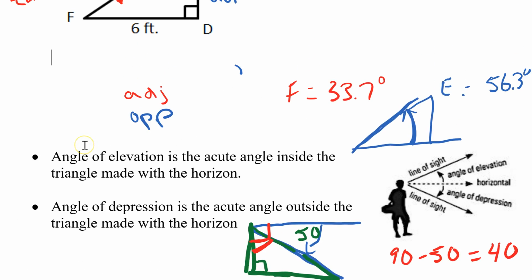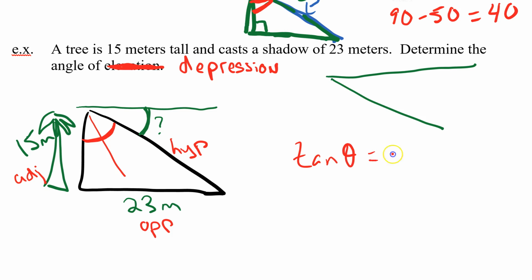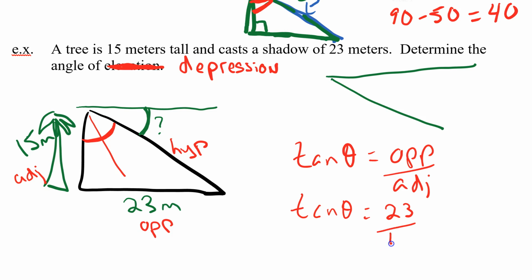So this is the angle. I start labeling hypotenuse right here, opposite, and adjacent. So I don't know the hypotenuse, I know the opposite and the adjacent. I can use tan. Tan of the angle, and I don't have a letter there, so I'm just going to call it the angle, is the opposite over the adjacent. Plug in what I know. Tan of the angle, the opposite is 23 over 15.